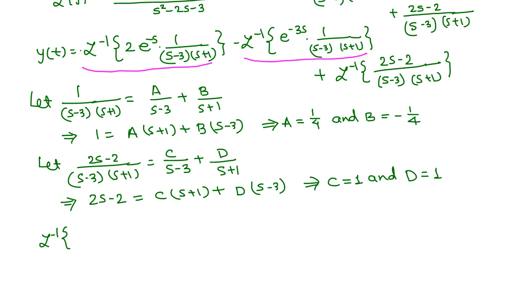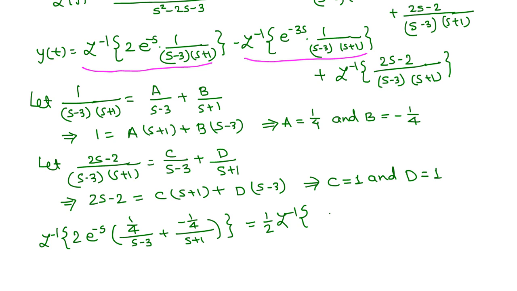This 2 can be pulled outside. Let me write here 2 e to the negative s, and we just wrote this fraction as a sum of two simpler fractions. So a is 1/4 over s minus 3, so let me put parentheses, 1/4 over s minus 3, plus b is negative 1/4 over s plus 1. Now 1/4 we can factor out, and 2 also, so 2 times 1/4, 1/2, we can pull all the way outside.